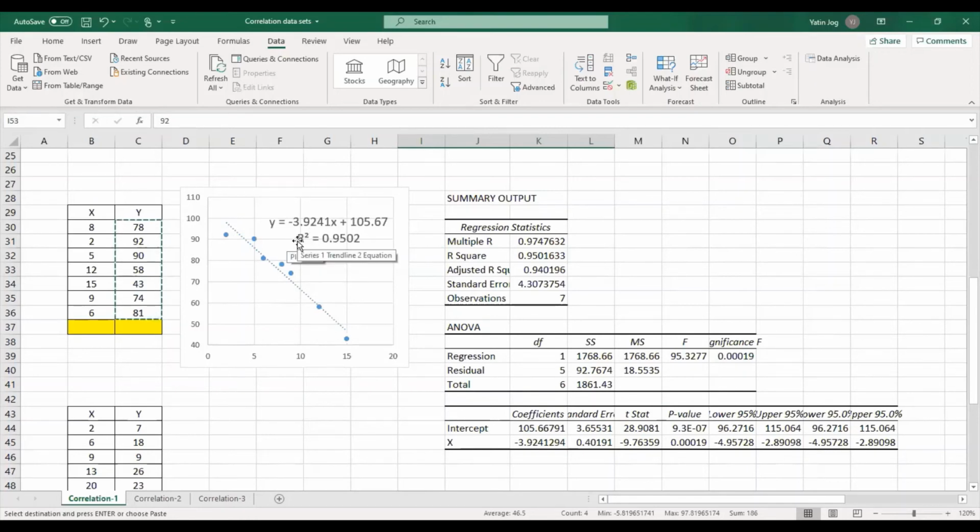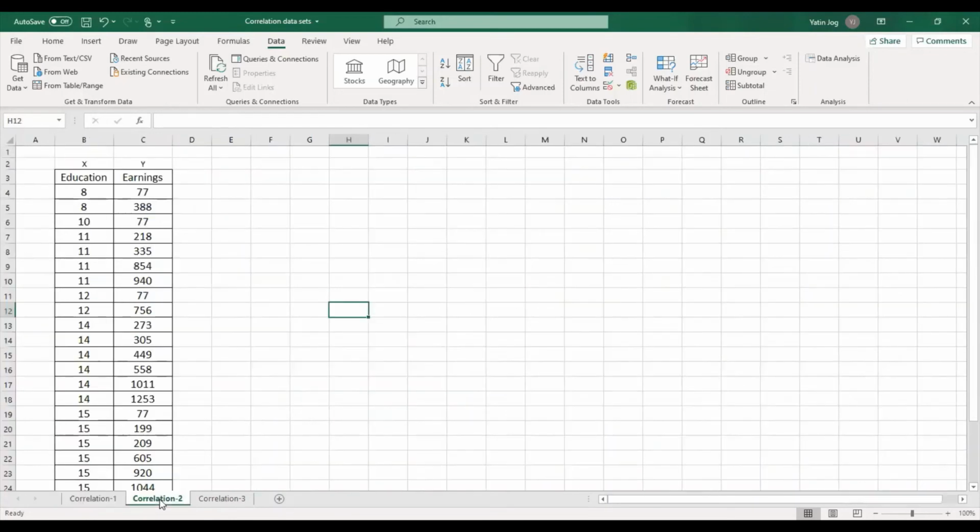Higher the R square, better is the confidence in my value of Y or the change in Y. So when I say R square is 0.95, that means 95% of the change in Y can be explained by X. That means X is a good predictor of Y. Now, what is the meaning of adjusted R square and everything, we'll see in the latter part of the session. But now, as you have understood R square, we'll try to calculate more R square values and analyze more data sets. So we'll go to the next sheet.